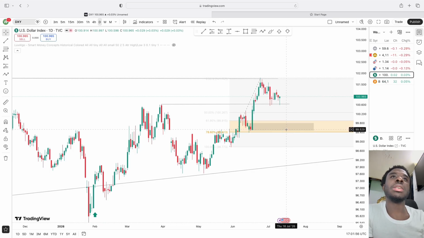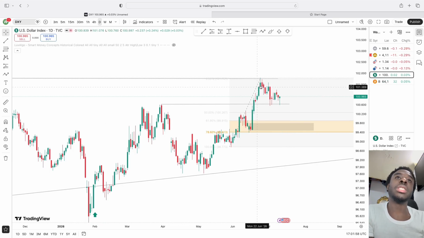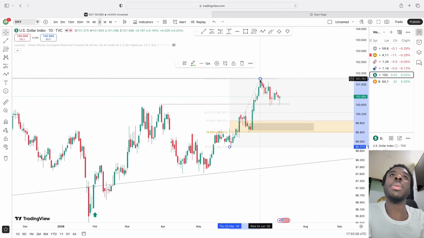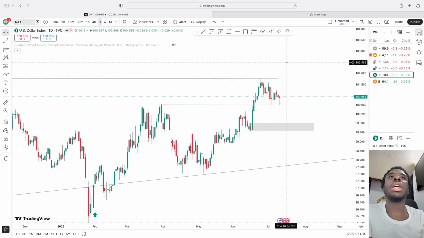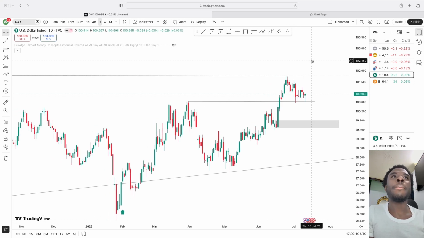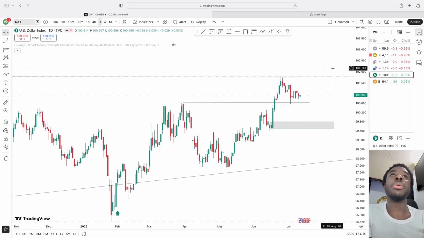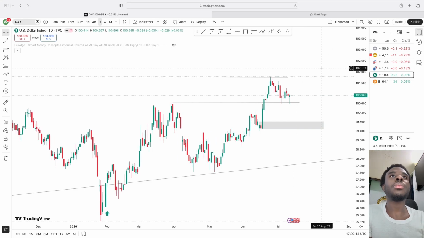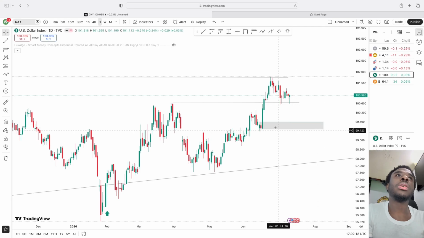So when price breaks this level and comes here, we will take our buys. And like I told you, if the DXY is bullish, you have to know that any currency or any pair that has the US dollar in it as a quote currency is bearish, right? So something like gold against the US dollar, or gold against the USD, will be bearish.